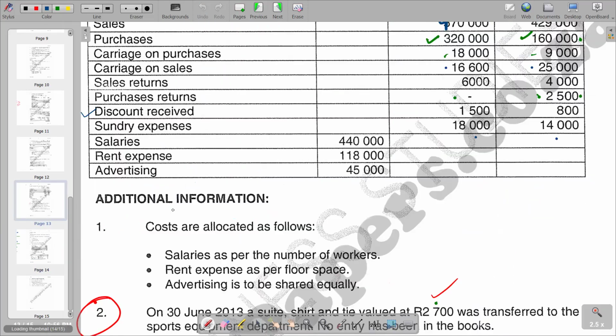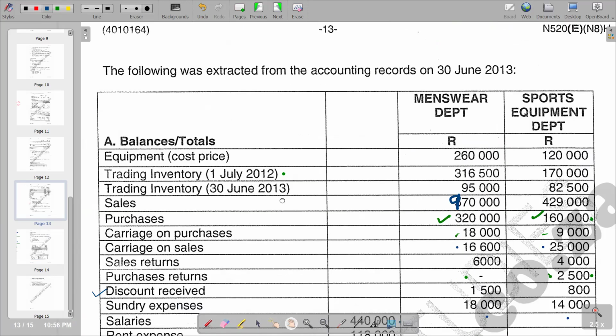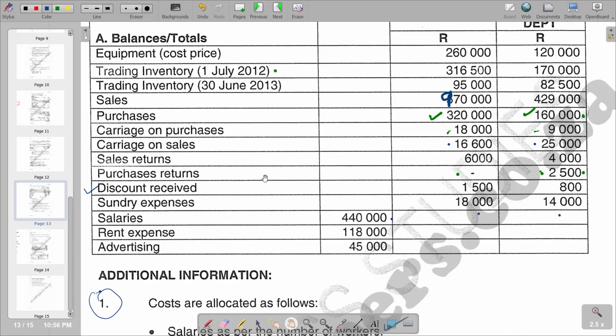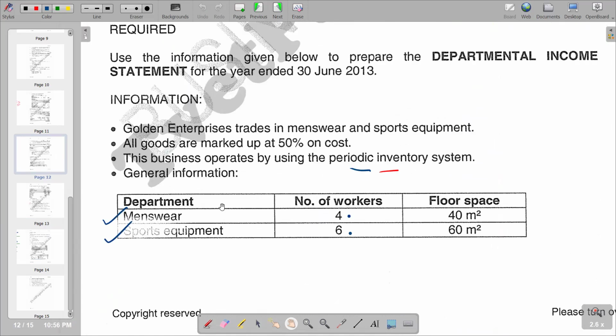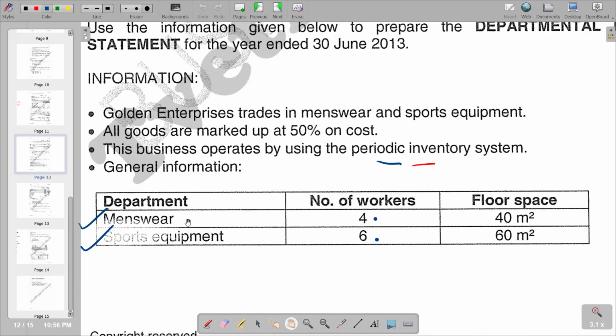So from there, what do we have? We've got salaries. We're given it as one figure, 440,000. But if you come on the first additional information, it reads costs are all allocated as follows. Salaries as per the number of workers. This is our salaries, number of workers, of which we are given the proportion of the number of workers at the beginning. We can just try to check. We are seeing that we've got 4 for menswear and we've got 6 for sports equipment.